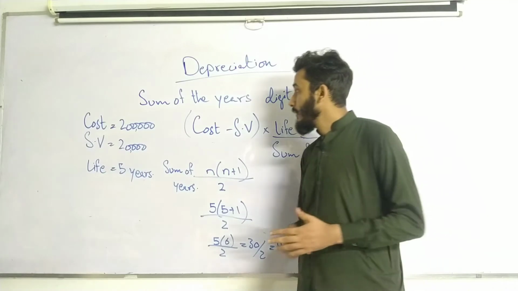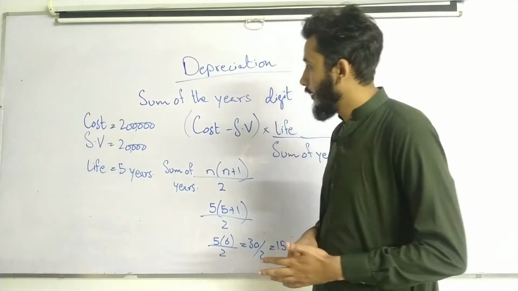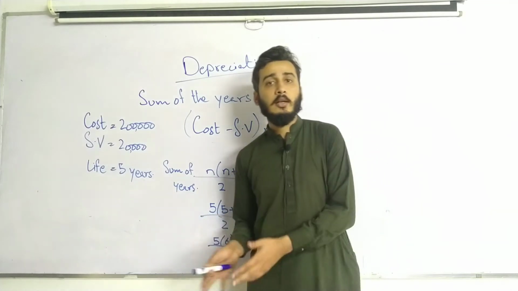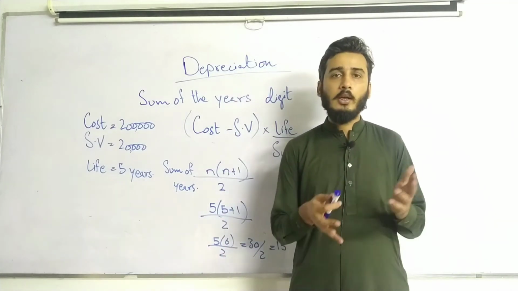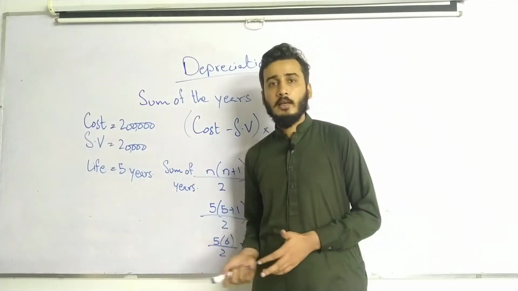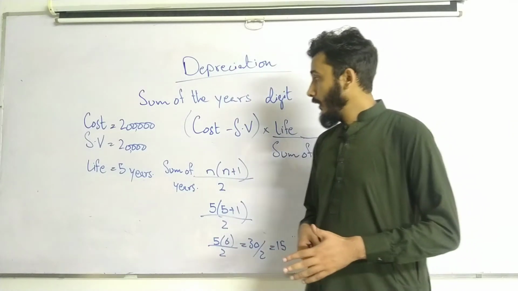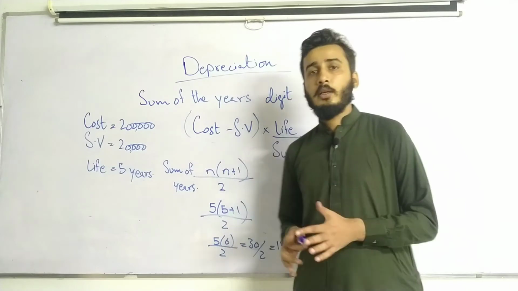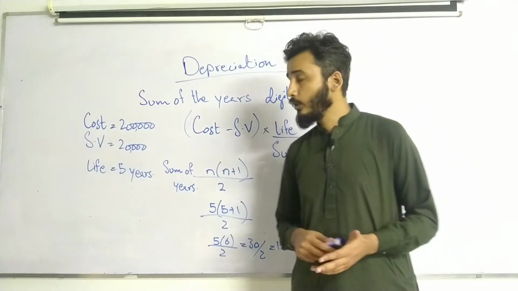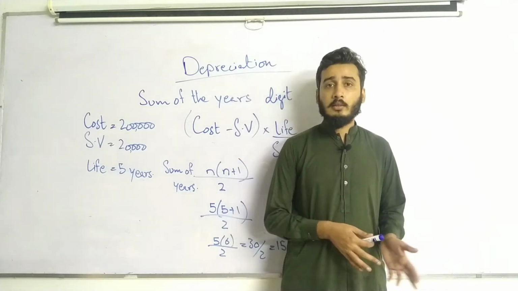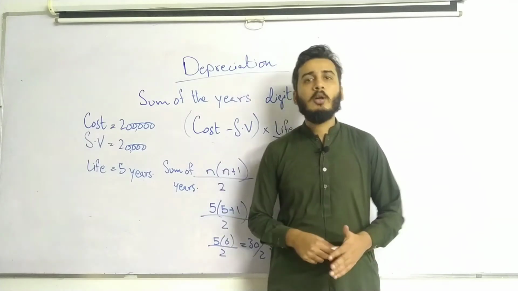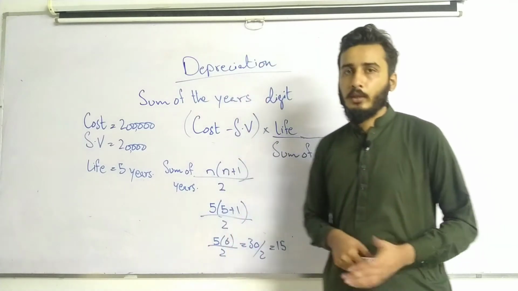Okay, so next is sum of the year digits method. So many of the students find it difficult as compared to the other methods, that how to calculate the depreciation under this. Firstly, we are going to solve a question where we bought the machine at the start of the year, and we are going to calculate the whole year's depreciation. So this is pretty easier than the other one which is purchased in between the year.